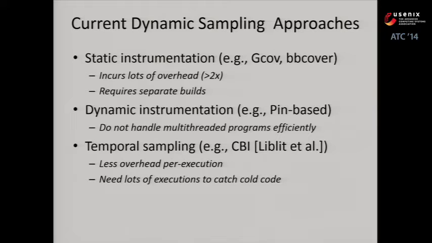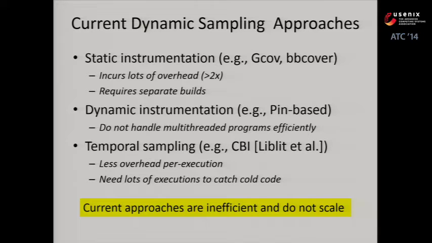Another approach is to perform temporal sampling, which can be implemented using either static or dynamic instrumentation or a mixture of these techniques. This approach samples code at runtime for the desired time interval to reduce the overhead. Although this reduces the per-execution overhead, one now needs lots of executions to catch the rarely executing cold code. The bottom line is current approaches to sampling cold code are inefficient and they do not scale well.